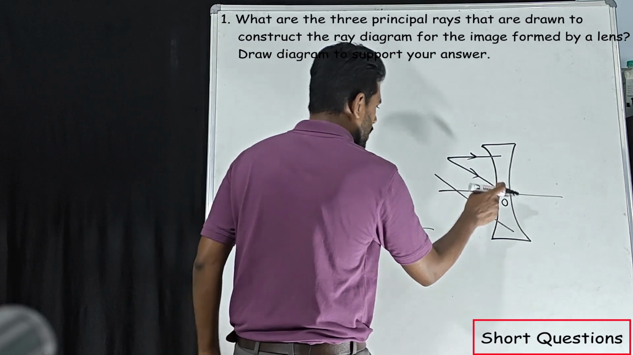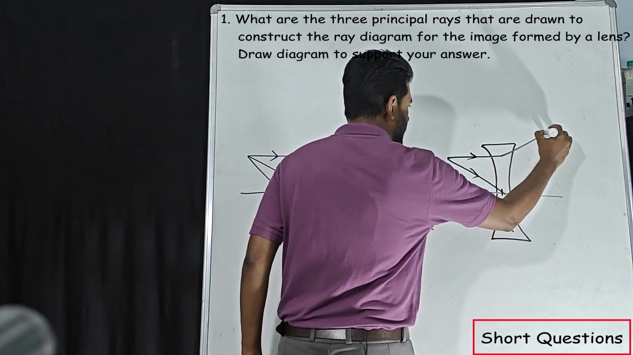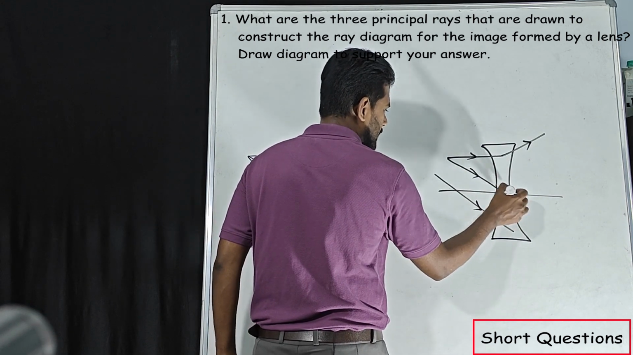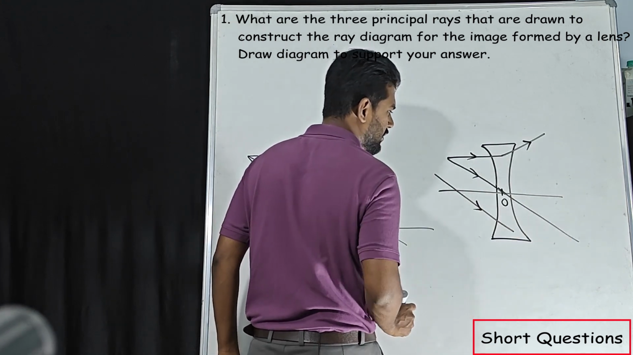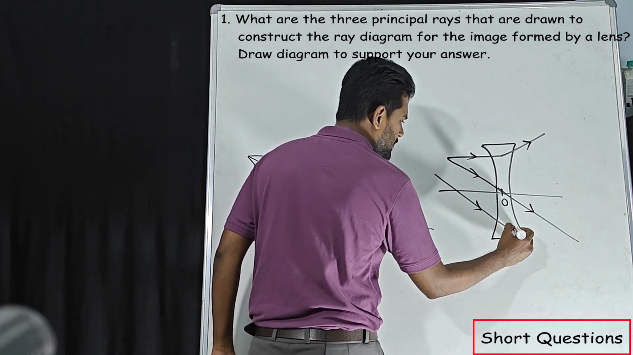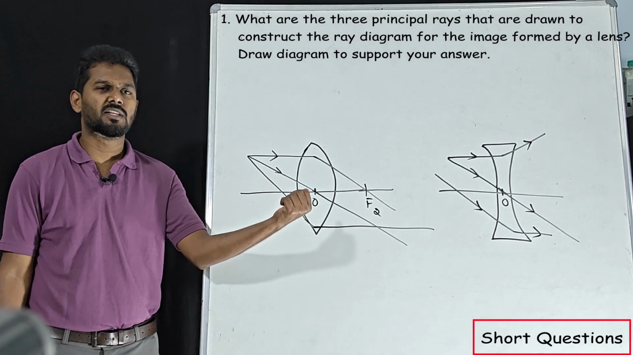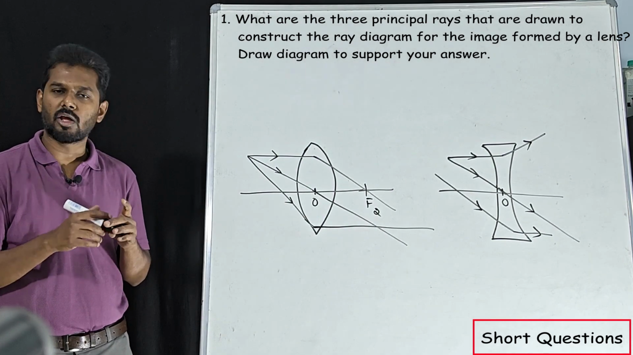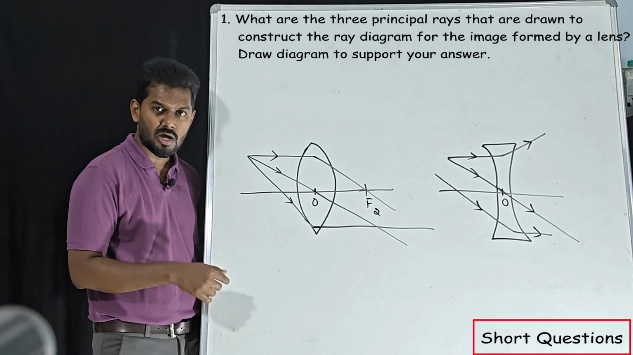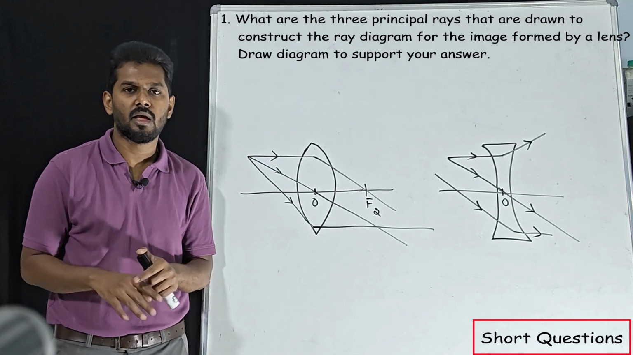When it comes to concave lens, that is nothing but diverging. If it is parallel, after refraction it moves away from the principal axis. If it is passing through optic center, it passes without deviation. See, arrow marks are important. Then if it is not parallel to principal axis, it becomes parallel after refraction. So these are the three principal rays they are talking about. And in the exam they may ask all the three rays or any one ray. Specifically, you have to be ready with both the lenses.